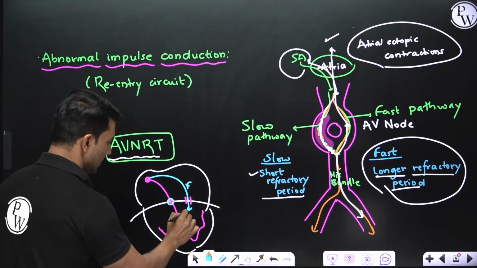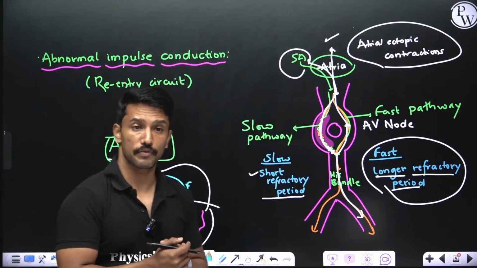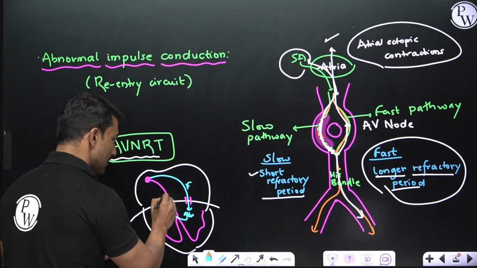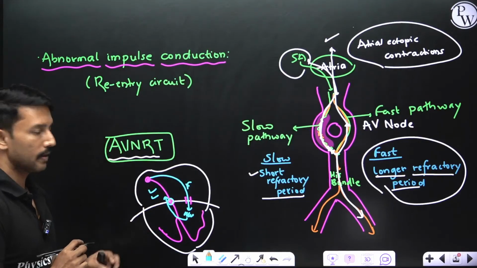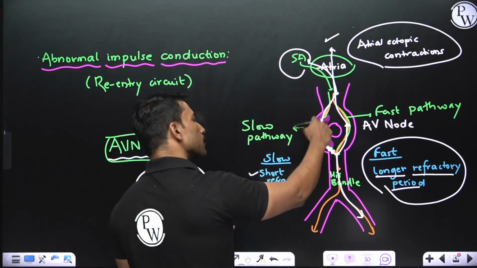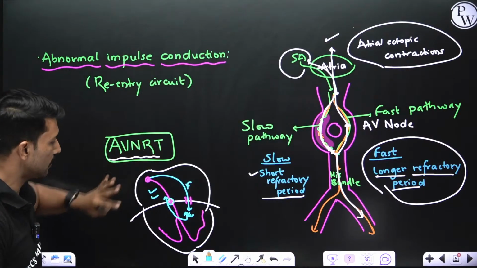So the early impulse reached the ventricle and caused depolarization. That is what we have seen as the delta wave on the ECG. Now from here the impulse can re-enter the atria and cause an extra atrial contraction. So re-entry need not always happen through this slow-fast pathway within the AV node. When it is happening within the AV node, we call it AV nodal re-entry tachycardia.